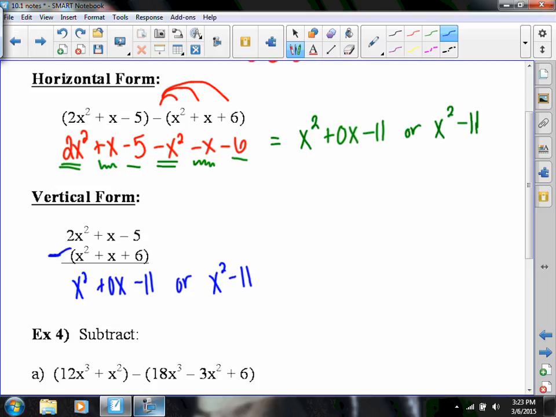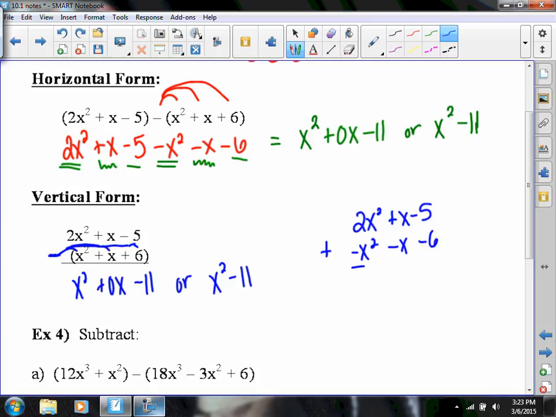And you could distribute that negative in if you wanted to, and then rewrite it as addition. So you could write 2x squared plus x minus 5 plus negative x squared minus x minus 6.